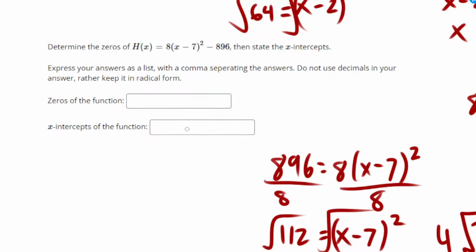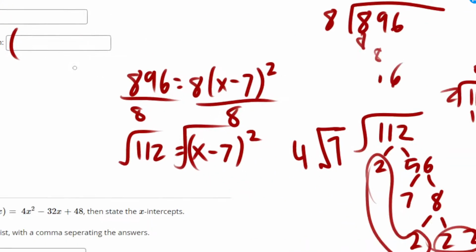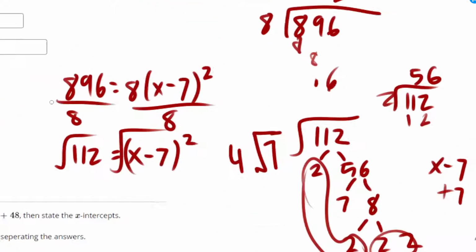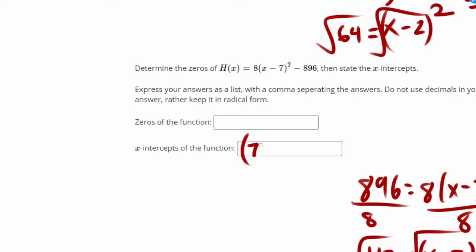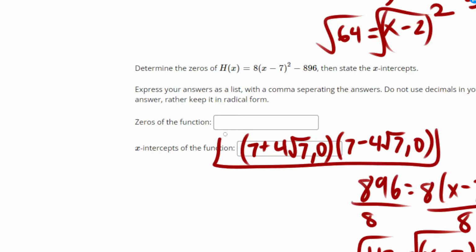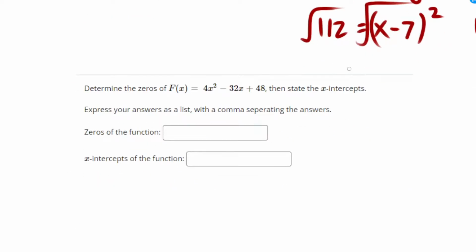And then the x-intercepts. Now this is going to get weird, but it's going to be 7 plus 4 times the square root of 7, 0. And then 7 minus 4 times the square root of 7, comma 0. So kind of funky, kind of weird.